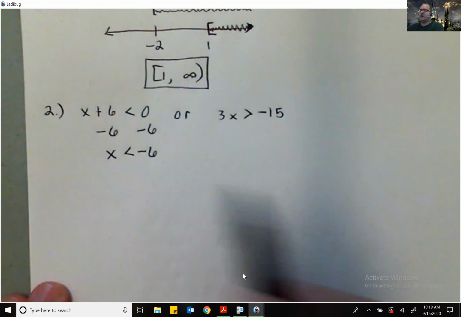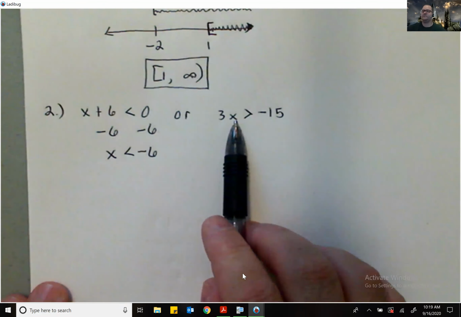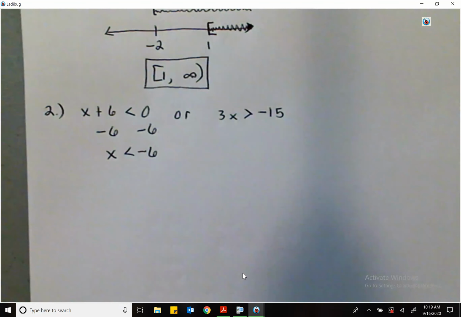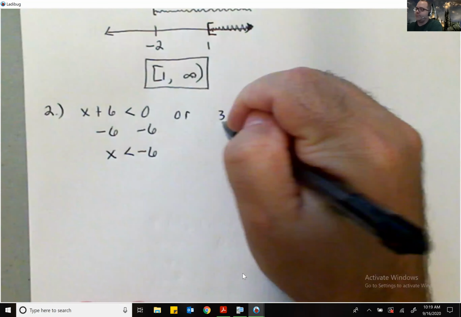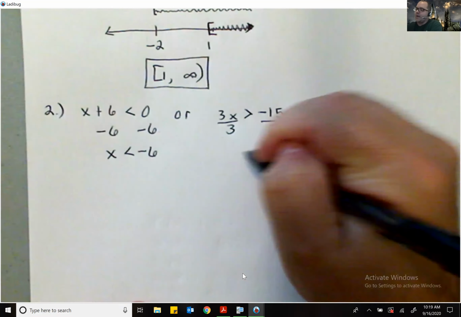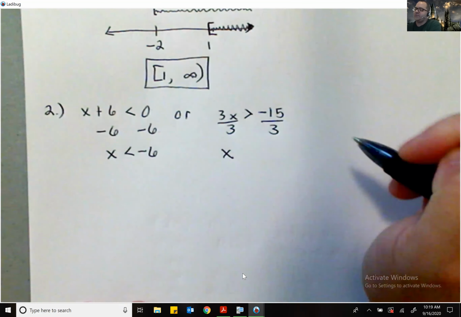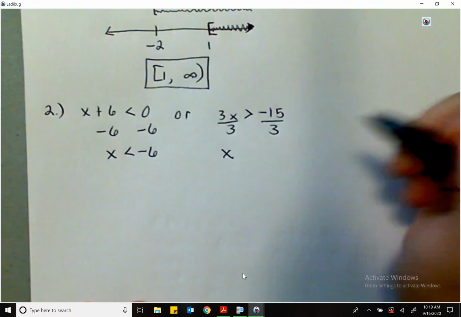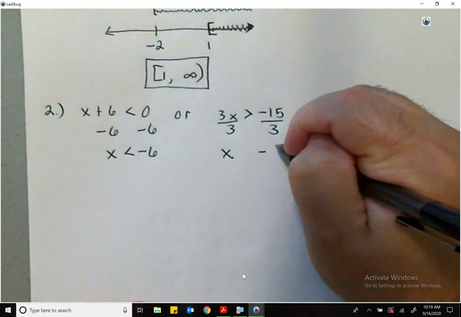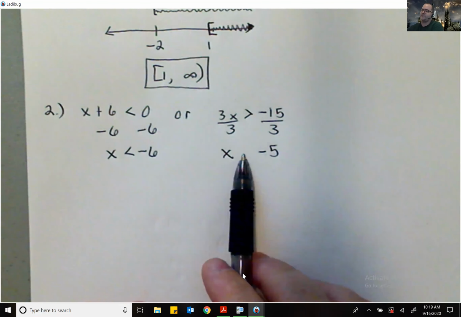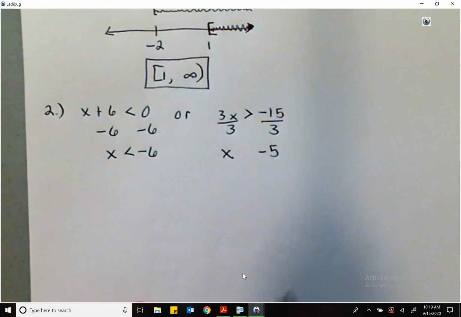How am I going to solve 3x greater than negative 15? Divide by 3 on both sides. Okay, so divide by 3, divide by 3. x, what's negative 15 divided by 3? Negative 5. All right, now the question is, does it stay greater than or does it flip to the less than? It flipped. It does not flip. It stays greater than.